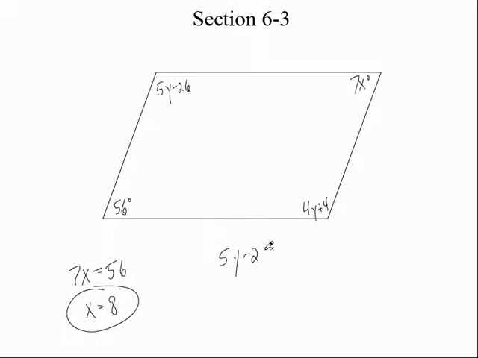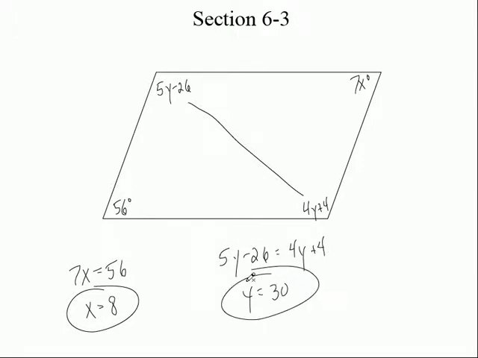5y minus 26 equals 4y plus 4. Everybody understand why we're making these equal to each other? Because they're opposite angles. If the opposite angles are equal, that makes this thing into a parallelogram. So let's do this. Subtract 4y from both sides. That's a y. Add a 26. That's a 30. And there you go. Easy as that. Wow. I was looking for something a little tougher than this, weren't you? Nah, not really. All right, well, that's it.